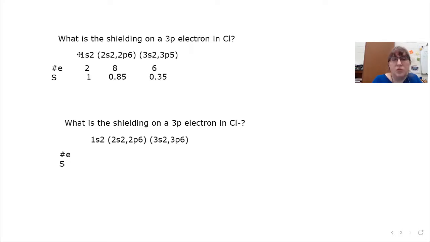Okay, so then we're just going to multiply those numbers. So our total shielding is going to be equal to 2 plus, calculator real quick, 6.8 plus 2.1. And that is going to give us a total of 10.9.